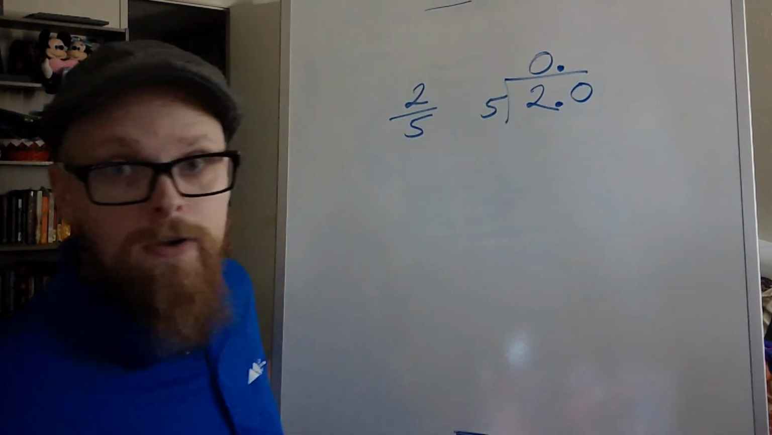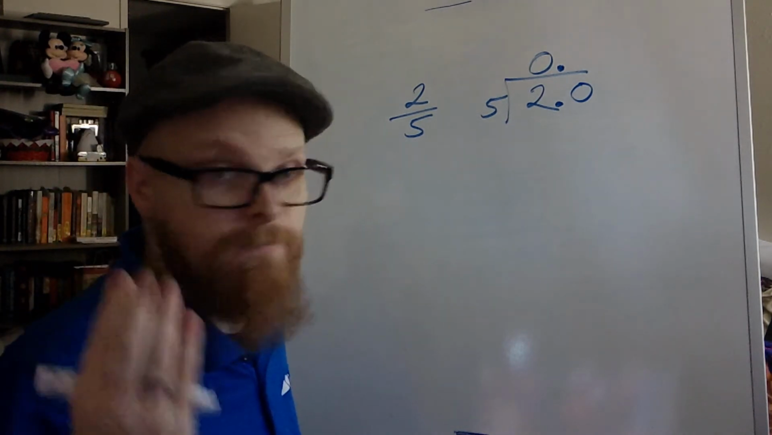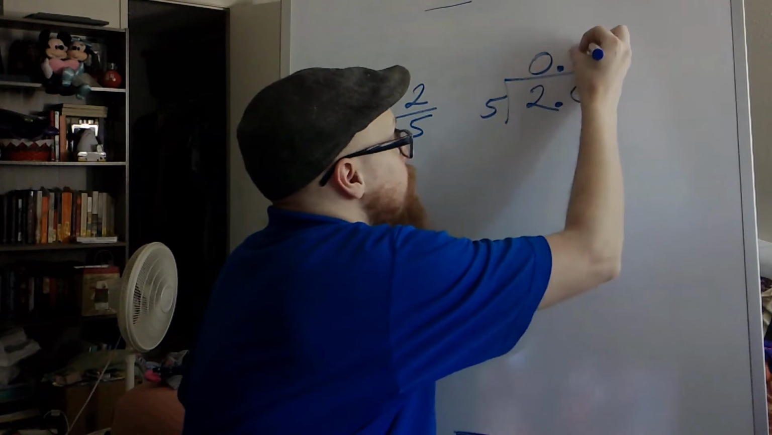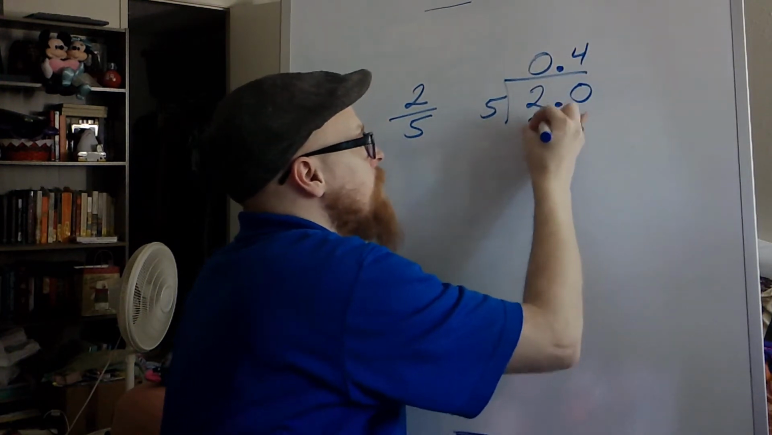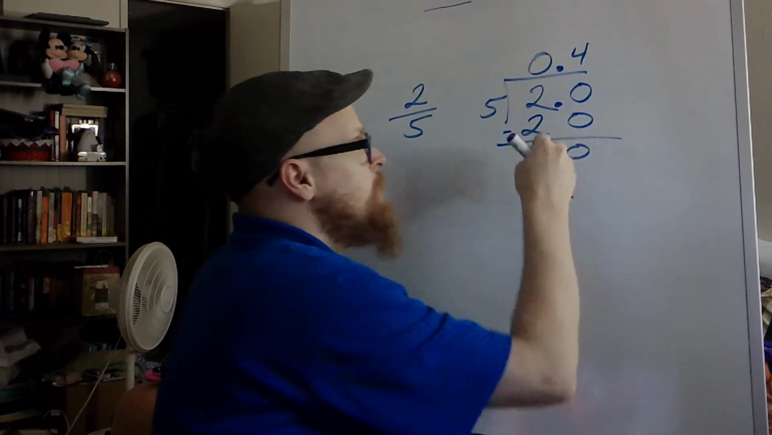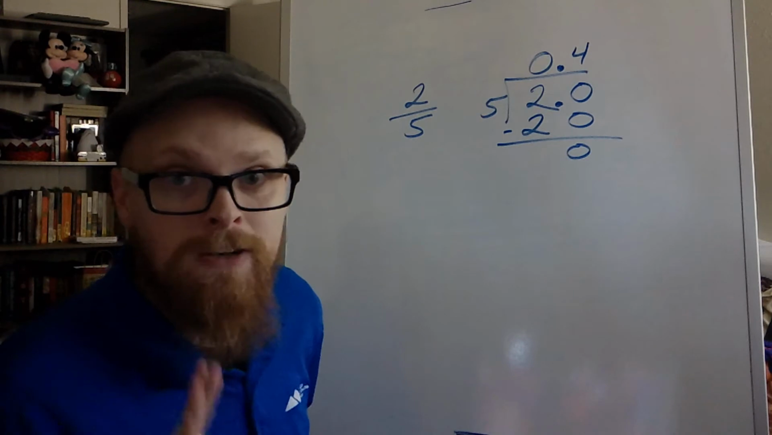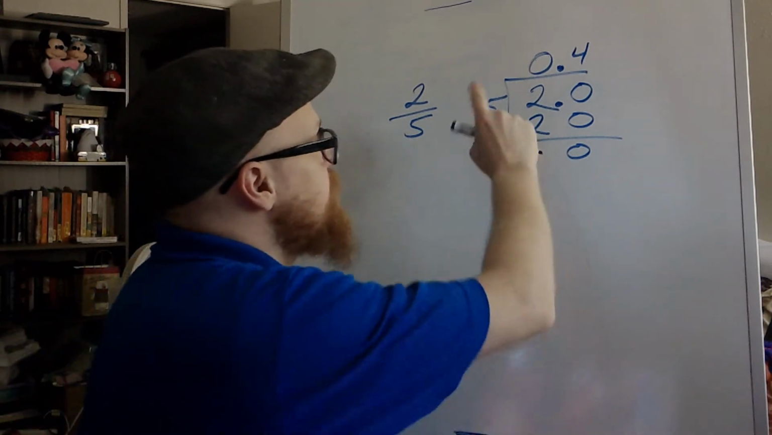How many times will 5 go into 20? 4, 5, 10, 15, 20. And it goes in there perfectly, and that's what we're looking for. When we start doing division with decimal points, we want it to go in perfectly. No remainders. Okay? So I have 0.4.